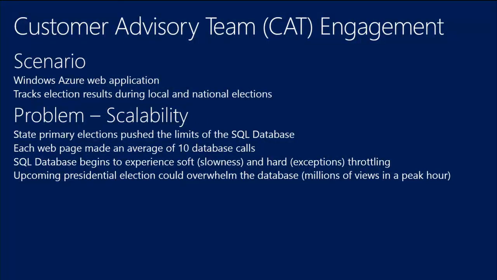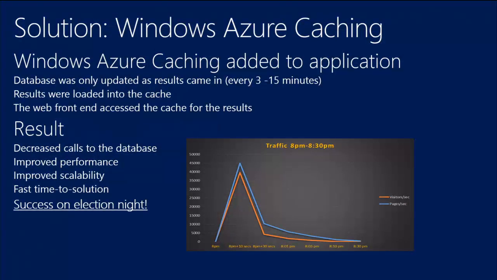So this was just a local election, and they had intended to use this website for the upcoming presidential election. If it couldn't even handle the local election, what in the world is going to happen when we get to the full presidential election? So they called the Microsoft CAT team and said, hey, guys, help. And based on the talk, what do you think the solution was? Windows Azure caching.